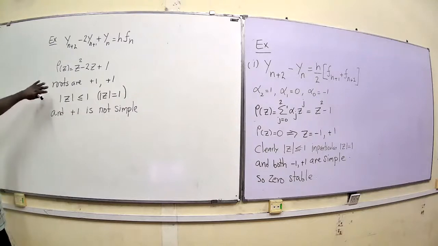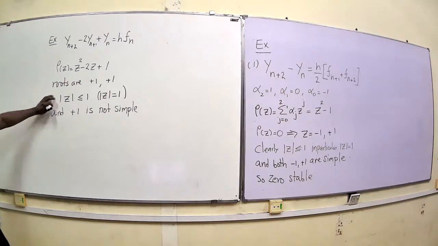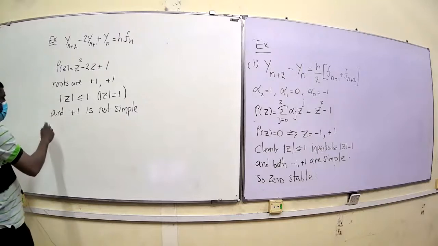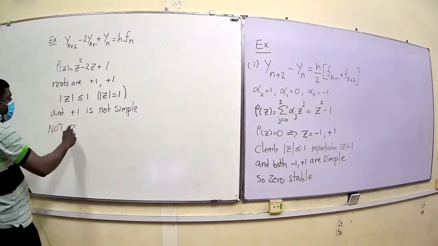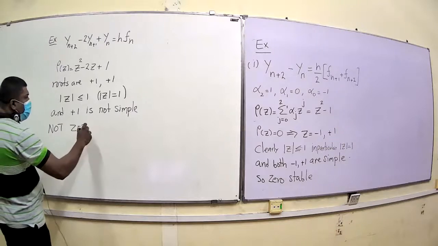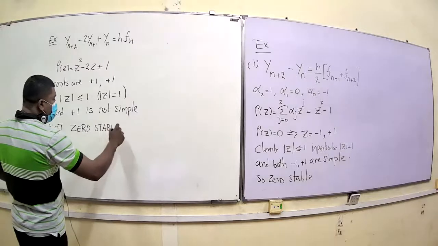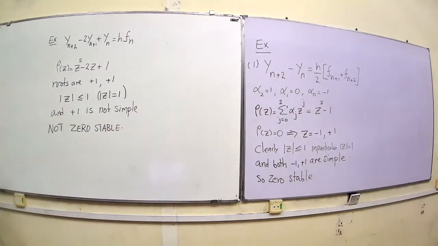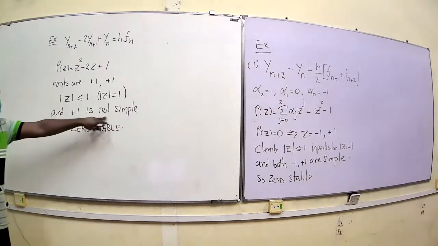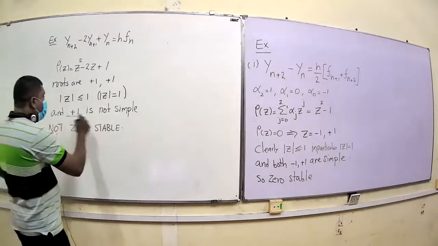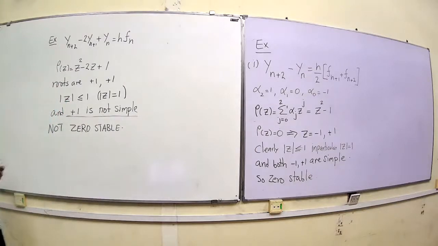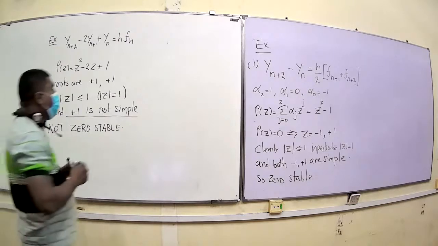So even though all of the roots have absolute value less or equal to 1, because the roots are not simple, this cannot be zero stable. So it is not zero stable. This method is not zero stable because of this condition, that the root is not simple. Now let me give you another example.